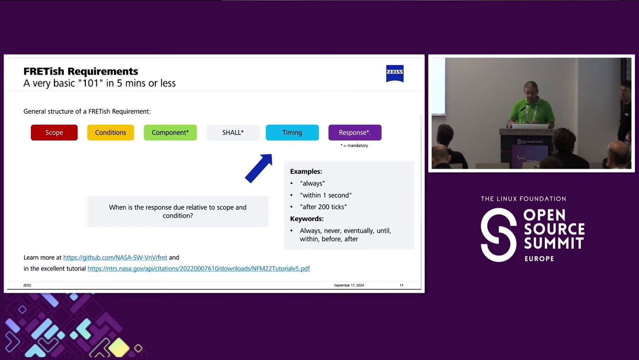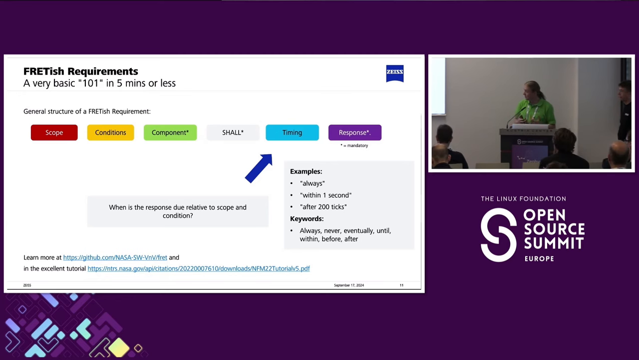That's also something very interesting for a lot of the robotic systems, like the microscope that Christian was referring to, where actually things have to happen in a certain amount of time, like within a second or within 200 ticks, whatever a tick then might mean.